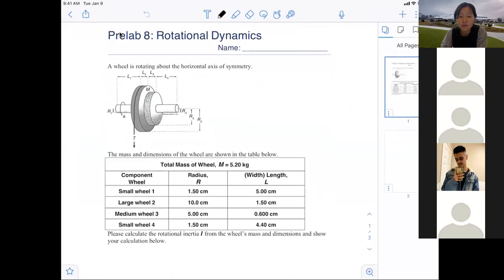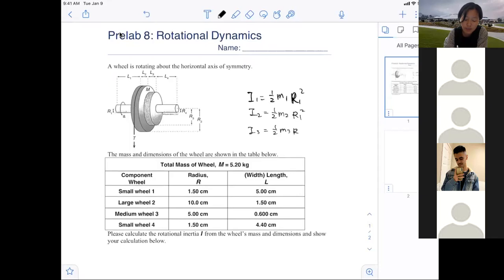All of the 4 different wheels are in the shape of a disc or a cylinder. So each of them follows a 1/2 mr squared formula to calculate the rotational inertia. So they all follow the same formula. You just have to calculate the volume separately.